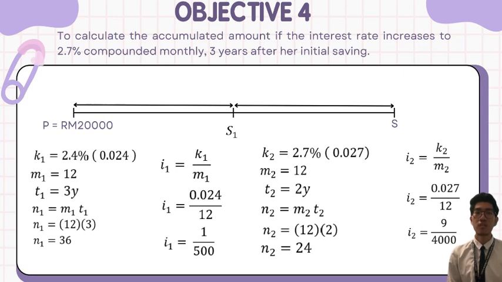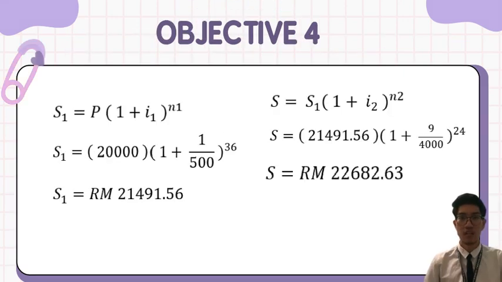I2 is equal to 9 over 4000. Next, we need to find S1. So use the formula S1 equal P in bracket 1 plus I1 to the power of N1. S1 is equal to 20,000 ringgit multiplied with 1 plus 1 over 500 to the power of 36. So S1 is equal to RM 21,491.56 cents.